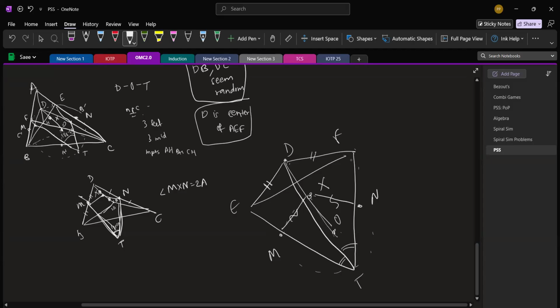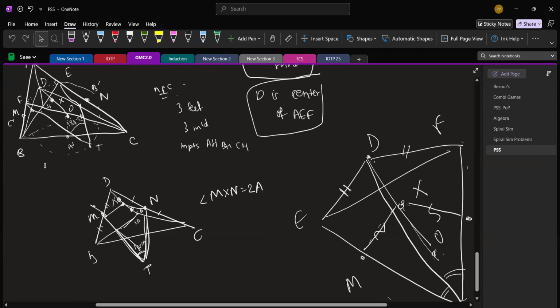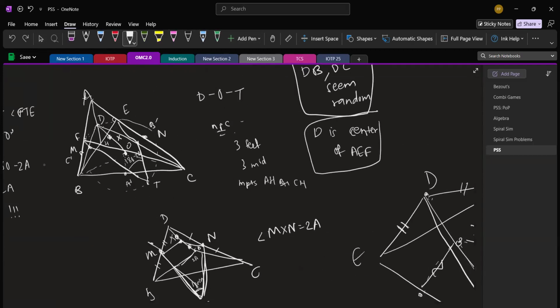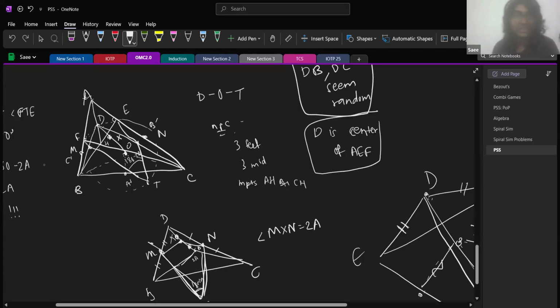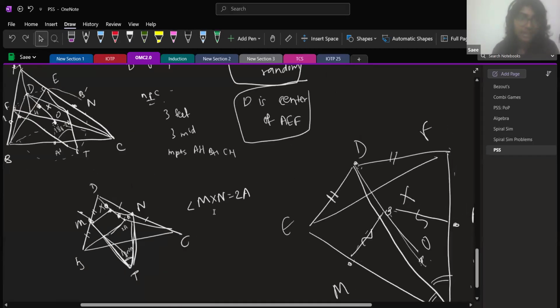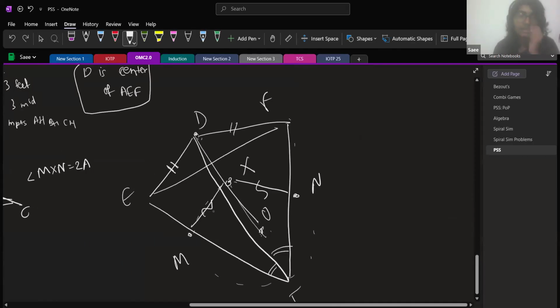MX is equal to half BO, XN is equal to half CO. The whole point was just angle chasing and cyclic chords. So I sincerely apologize for my amazingly drawn diagrams, but MX is half BO by the midpoint theorem, and NX is half CO, but CO is equal to BO. So XM is equal to XN. So TX bisects this angle and DT also bisects this angle.